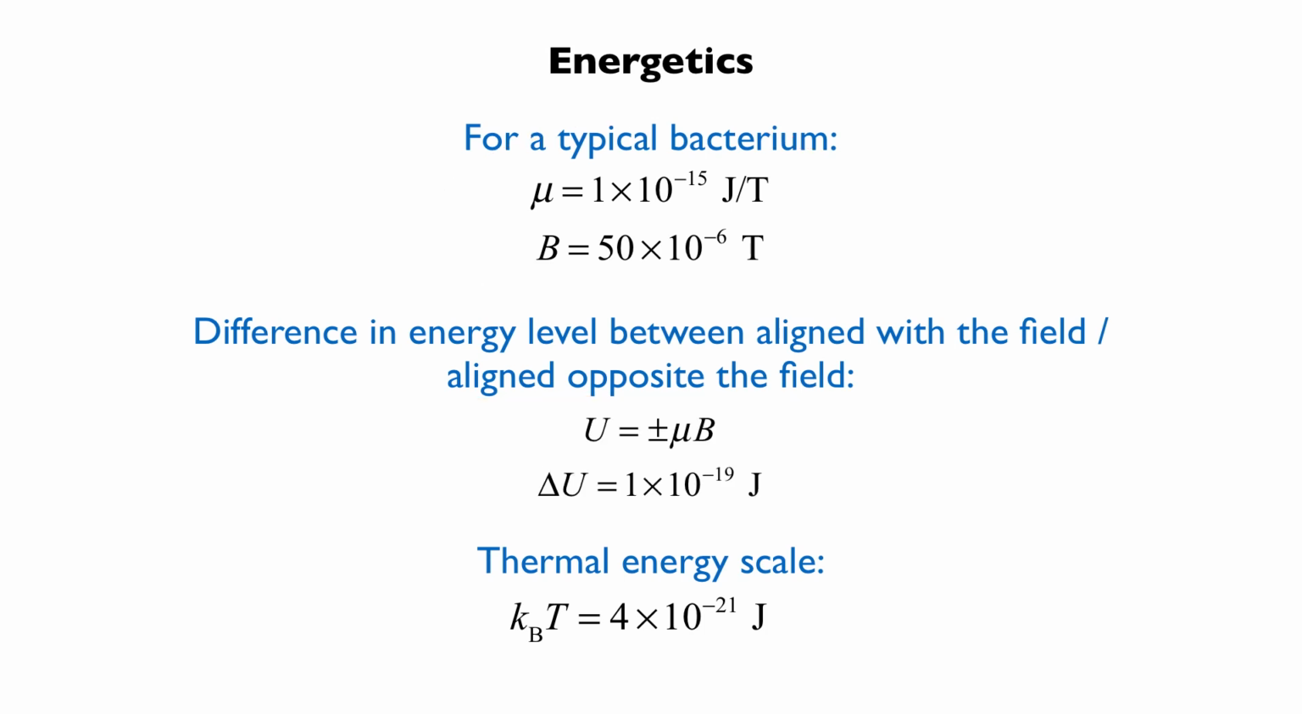And if you compute the difference in energy between being aligned with the field, which is negative mu times B, and aligned opposite the field, which is positive mu times B, you get a difference in energy of 1 times 10 to the negative 19th joules. That's significantly greater than the thermal energy scale, and it's bigger by a factor of 100,000 than the energy scale of heavy end up or heavy end down.